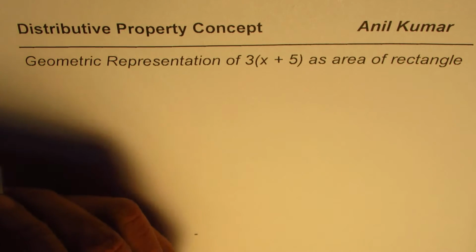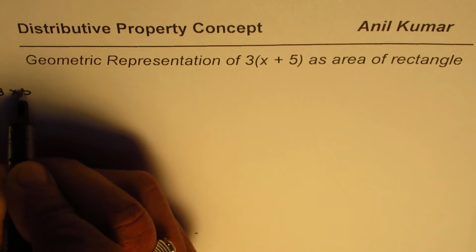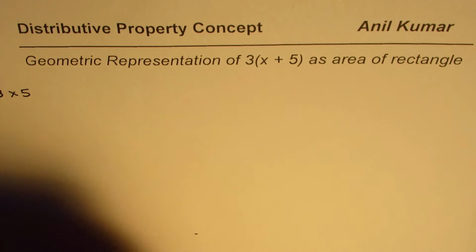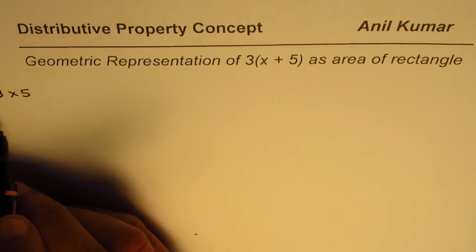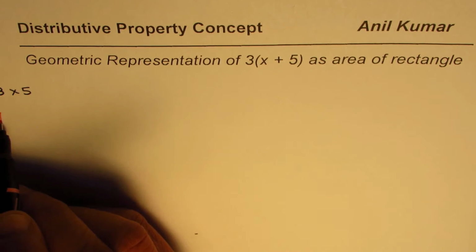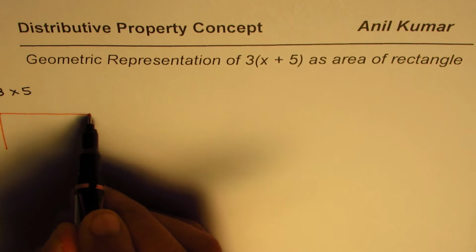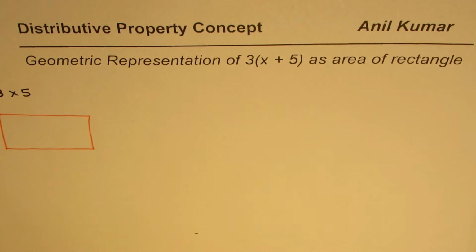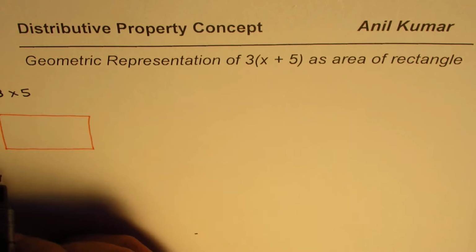Let us say if you were to find the product of two numbers, let's say 3 times 5. How can you do it? We learned that on a graph paper, we could make a rectangle with 3 squares on one side, 5 on the other, and count the squares in between. When you count the squares in between, you get the area of the whole rectangle.